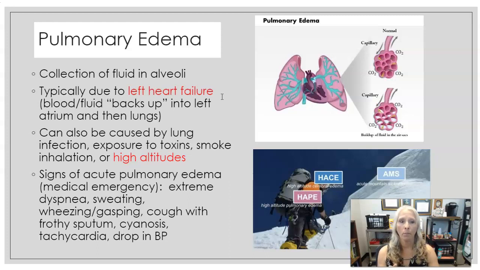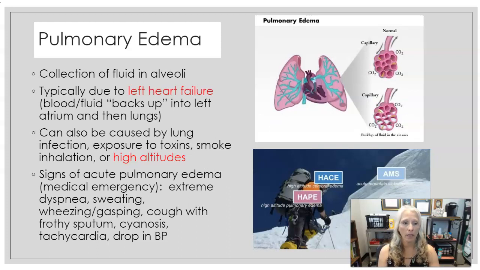Remember that the blood from the lungs, once it is oxygenated, is coming back to the left side of the heart to be sent to the rest of the body. So if the left heart is weak, then you're going to have that blood backing up into the lungs. And that's what causes the pulmonary edema, is that there's so much pressure in those arteries that fluid begins to leak out of the arteries and it accumulates in the alveoli.